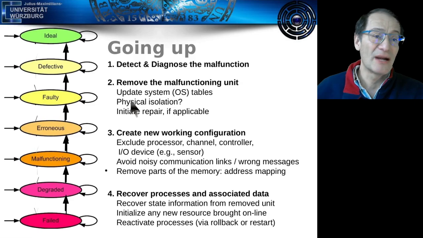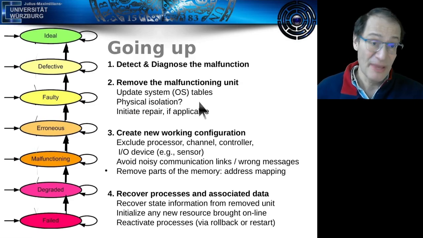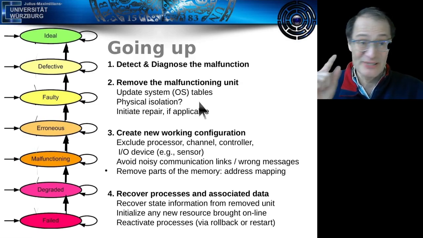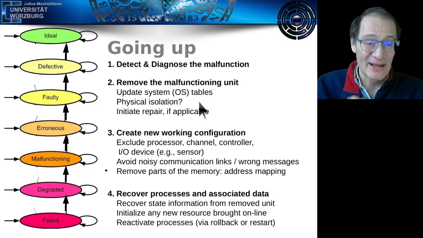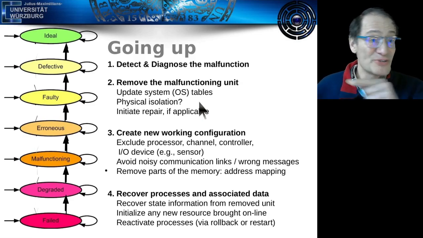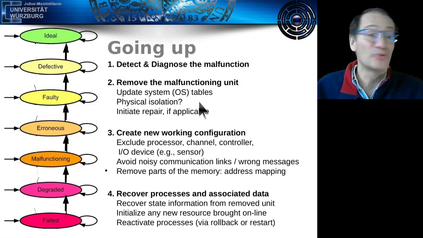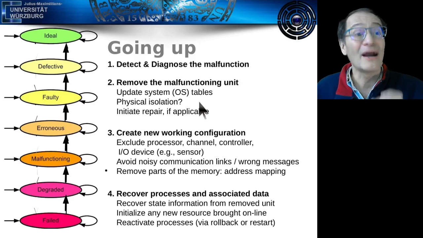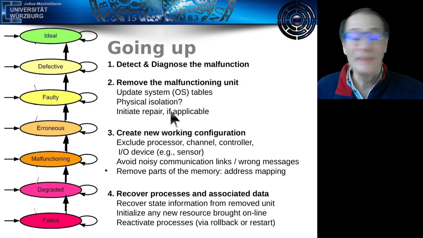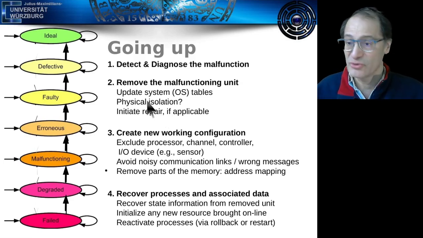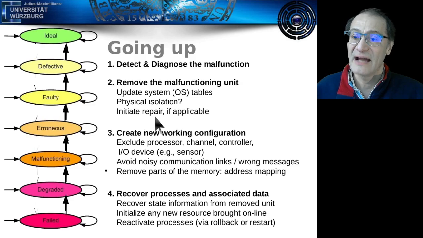For example, we have to update the system tables. Maybe in the operating system, we have system tables which say which module produces what, or in communication, which way to go from this node to the other. So we have to update these tables to go around the failed modules. Maybe some kind of physical isolation, if we are talking about physical machines, structures, or initiate repair if applicable.